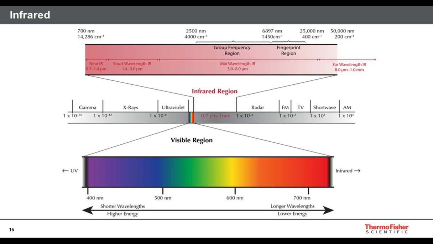Moving on to the infrared portion of the spectrum, you can see we've shifted to some lower energy, and although the infrared portion typically spans between 14,000 and 200 reciprocal centimeters, from an education perspective we typically only work between 4,000 and 400 reciprocal centimeters. So we're looking at the mid-wavelength infrared group frequency and fingerprint regions.